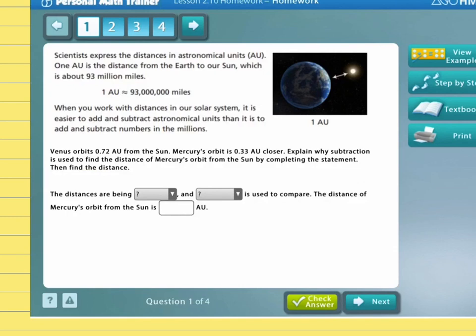Venus orbits 0.72 or 72 hundredths astronomical units from the Sun. Mercury's orbit is 33 hundredths AUs closer. Explain why subtraction is used to find the difference between Mercury's orbit from the Sun by completing the statement below.